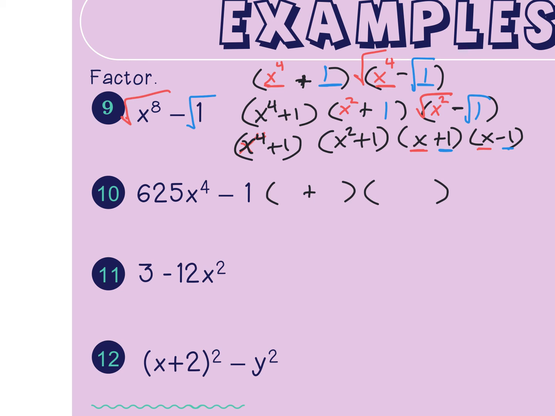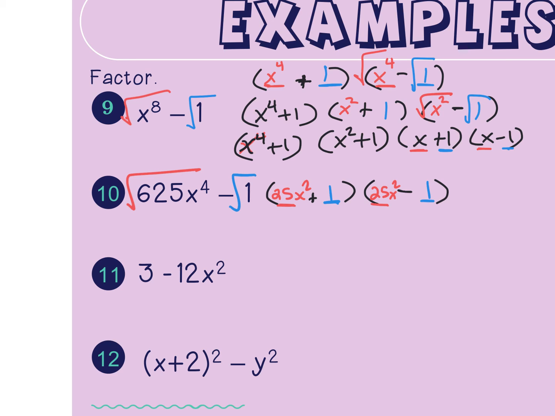One with a plus, one with a minus. And again, square root this term, square root this term. So that's going to go there and there and there and there. So the square root of 625 is 25. Square root of x to the 4th is going to be x squared. So 25x squared plus the square root of 1, which is 1. And then over here, 25x squared, and then put the 1.